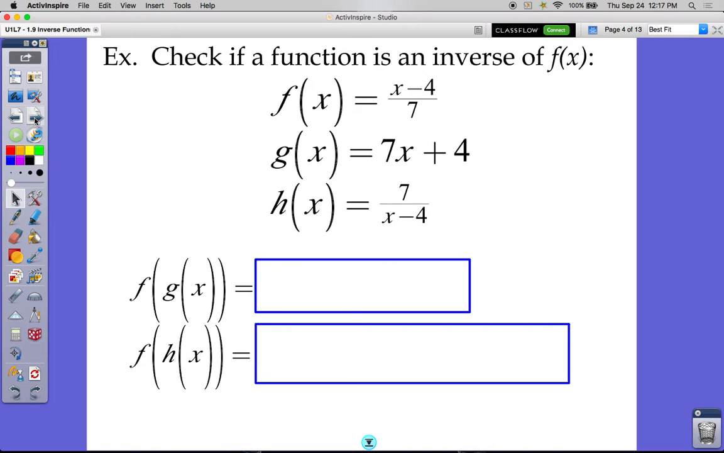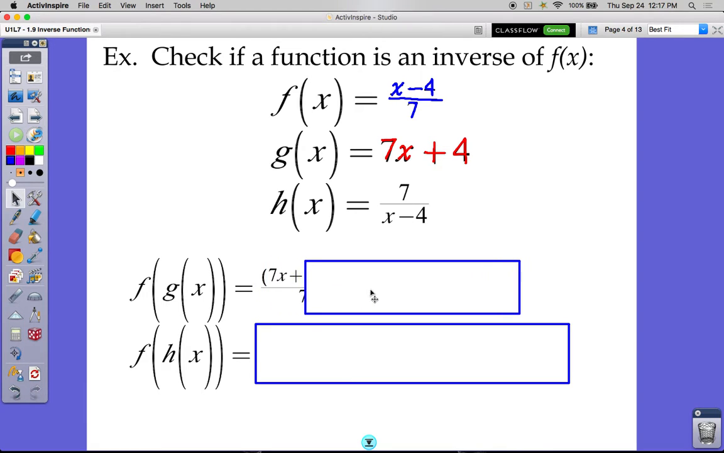So if I take g of x and replace it into the f of x equation, that is, I'm going to find f of g of x, or f∘g. I'm going to take f of x, the equation x minus 4 divided by 7, every time I see an x. So let's say f of x is (x minus 4) divided by 7, and then g of x is 7x plus 4. Every time you see an x, you're going to substitute with the g of x equation.